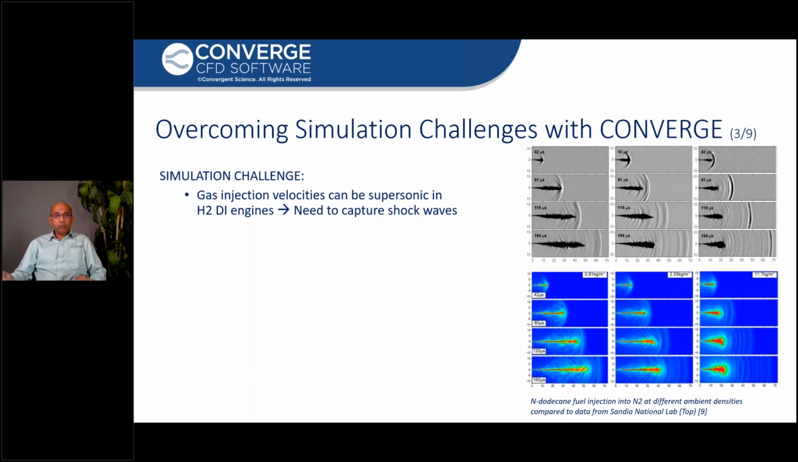This was one of the few fuel injection related validation results available, which included a fuel injector as well as shock waves in the open literature, even though this is neither hydrogen nor gas injection, but it shows the CONVERGE capabilities.